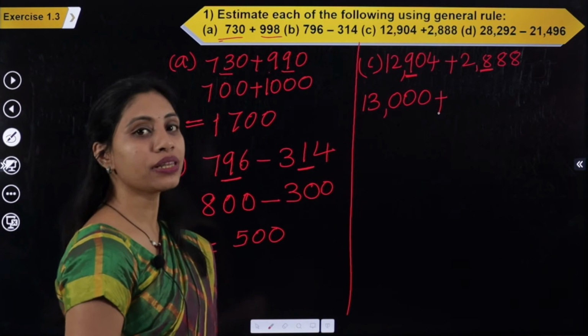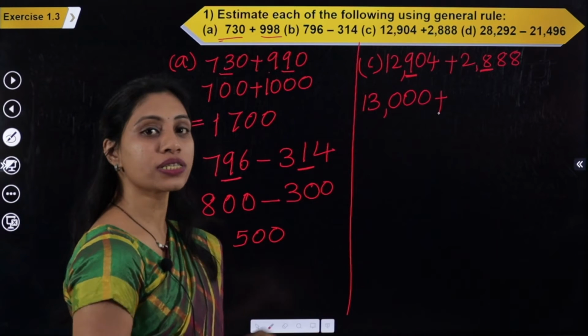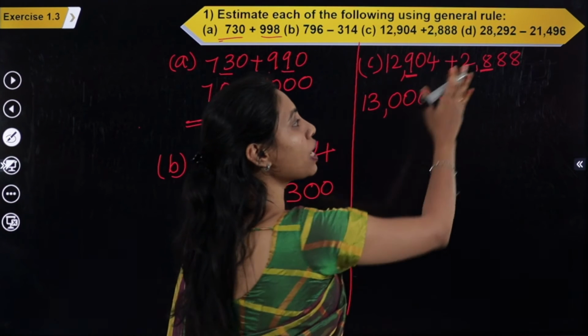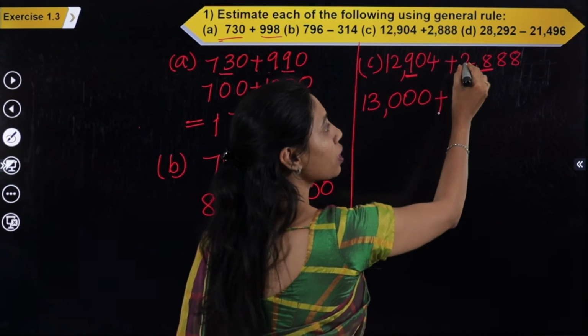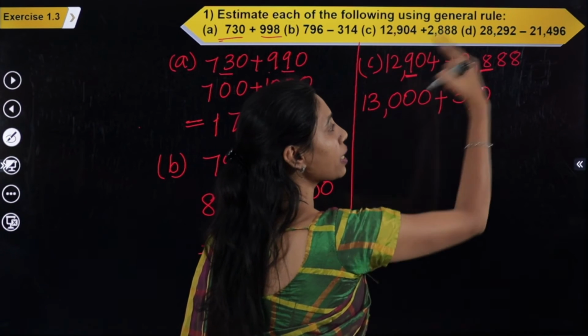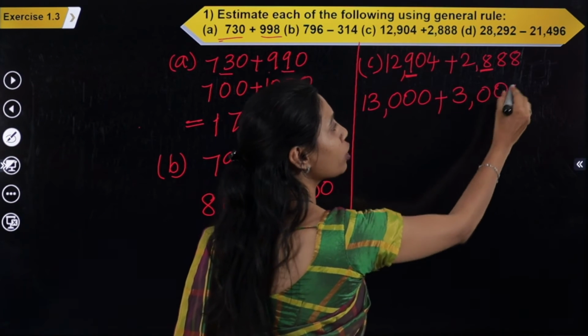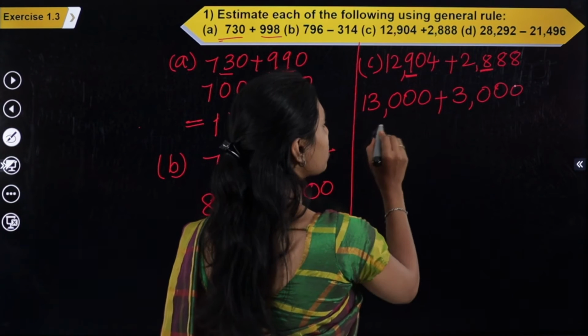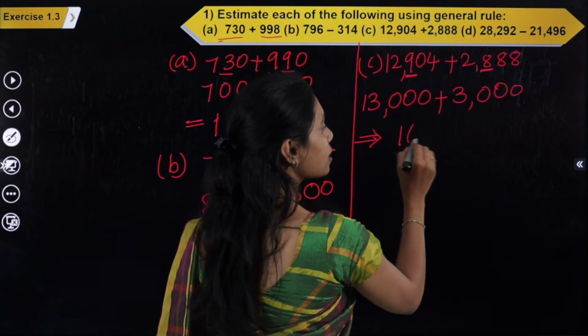Now, in the next number the underlined digit is 8, which is greater than 5. So we have to add 1 to the left of the underlined digit. So here we have 2 plus 1 is 3, and including the underlined digit and everything towards the right I am going to mark it as 0. 13,000 plus 3,000. So the final answer is 16,000.